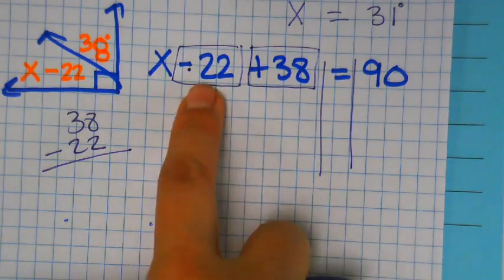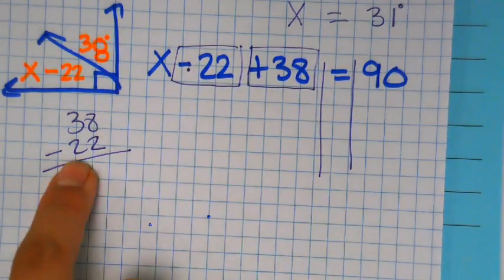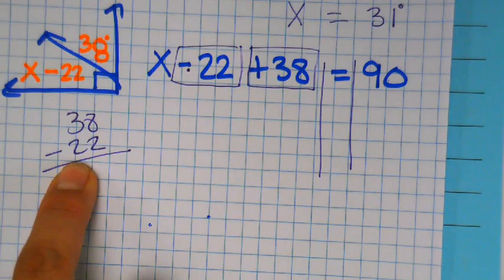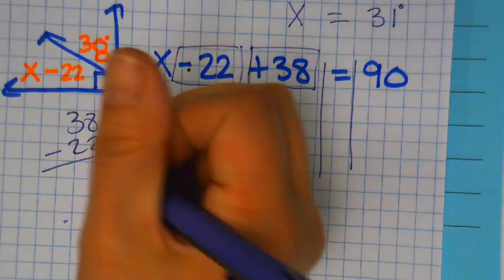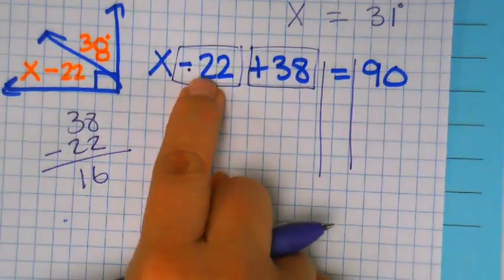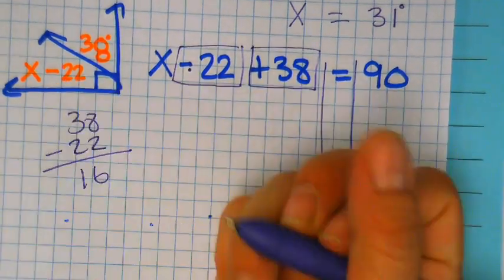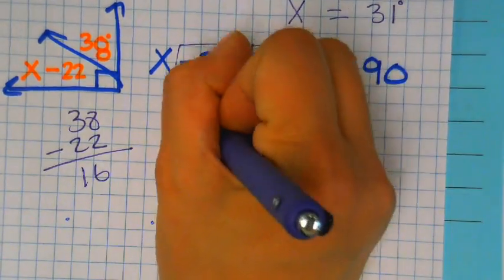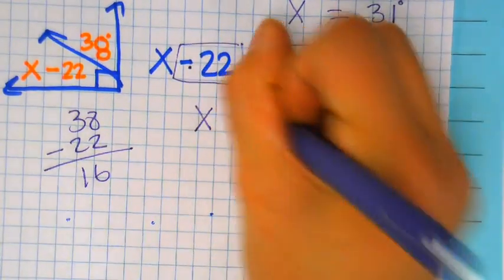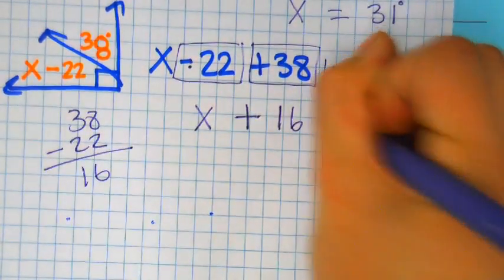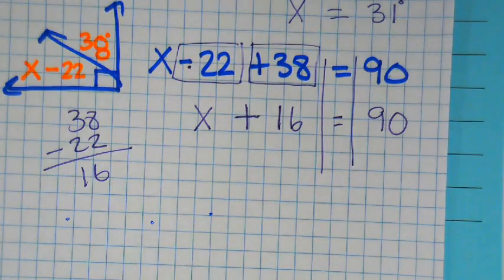So when they're different, what do we do? Subtract them. 38 minus 22? 16. Do you have more negatives or more positives? More positives, so your answer is positive 16. So I have x plus 16 equals 90.